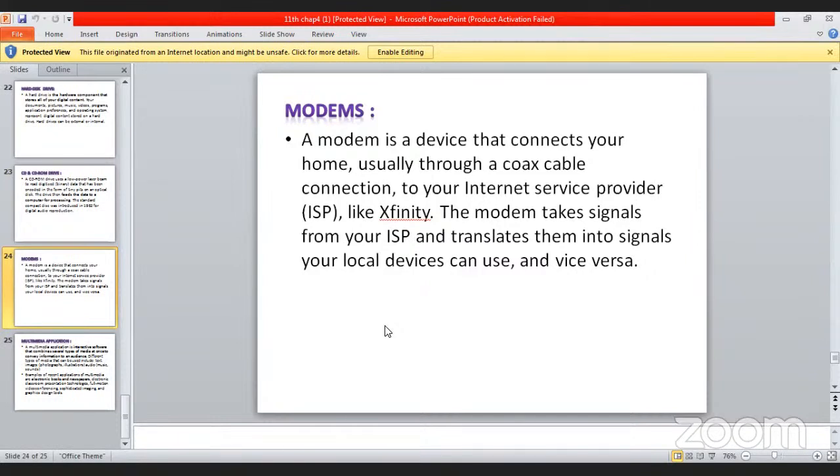So the modem is a technique for using the telephone line for digital communication.